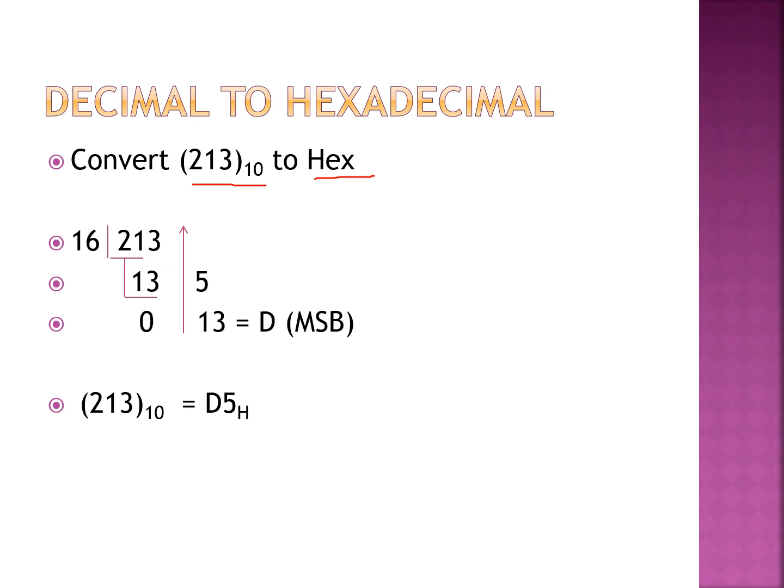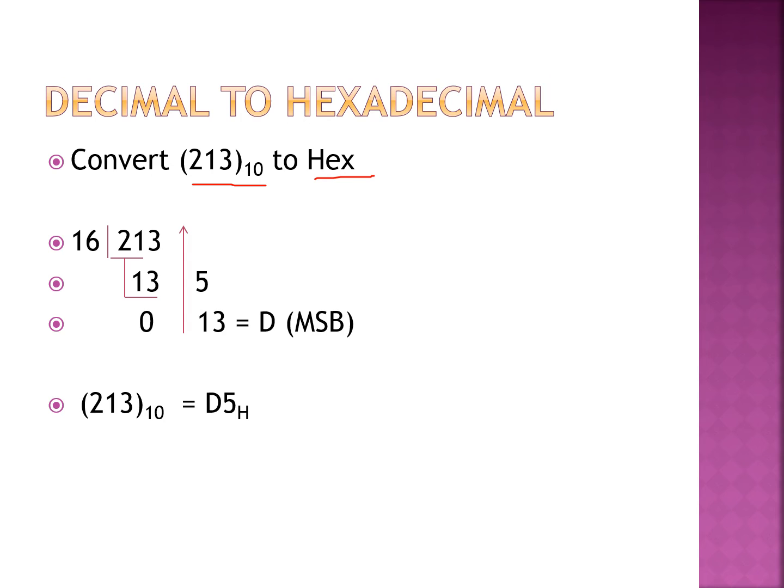So what is the procedure for that? Any number in decimal can be converted into hexadecimal by dividing the number by 16. So here the number given is 213. We will divide this number by 16. Once you divide this number by 16, we will get 13 as a quotient and 5 as a remainder. Again we will divide this 13 by 16. So it is not divisible. So we will get 0 as a quotient and 13 as a remainder.